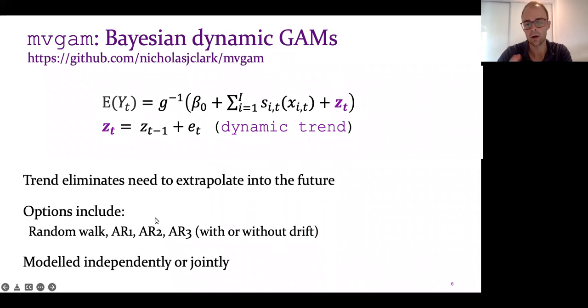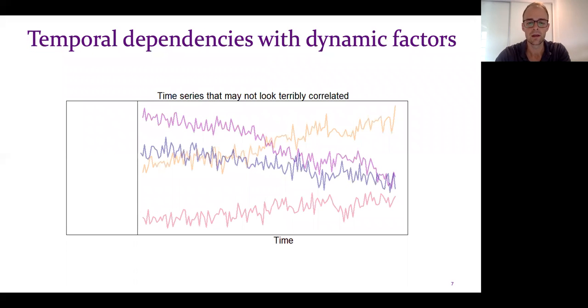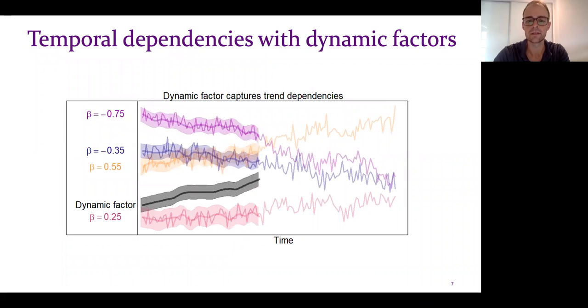Or we can estimate more complex trends, autoregressive processes, and even Gaussian processes are in the pipeline at the moment. And importantly, we can estimate those independently for each time series, or jointly if we have a set of time series that we think show some temporal dependencies. And I'll just very briefly highlight what I mean by that when we talk about temporal dependencies.